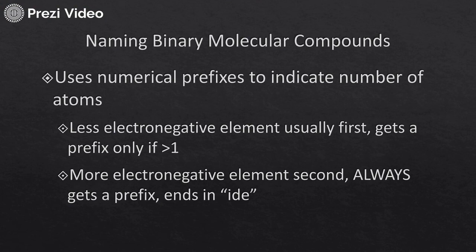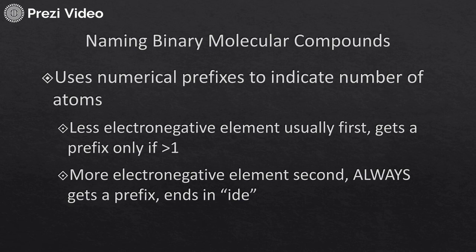All right, so what do we do to name these things? Well, like I said, it's pretty easy. We're just taking a numerical prefix to tell us how many atoms there are. Now, we do that for every single atom that's in that molecular compound, unless it's the first element and there's only one. In other words, if I have just one of my first atom in my compound, I don't have to say the prefix on that one, but I'm going to say the prefix for every other atom that I have in that molecular compound.